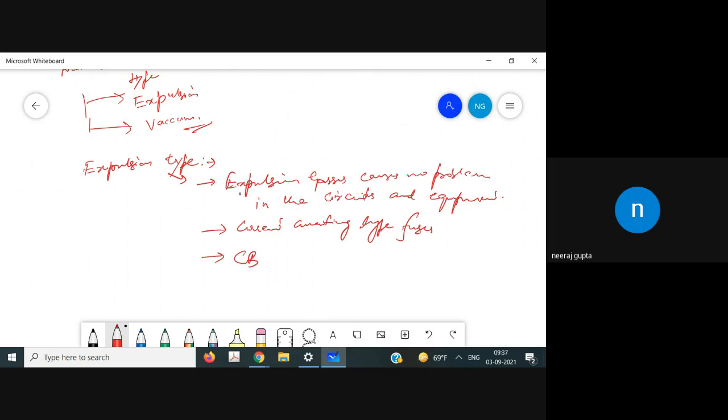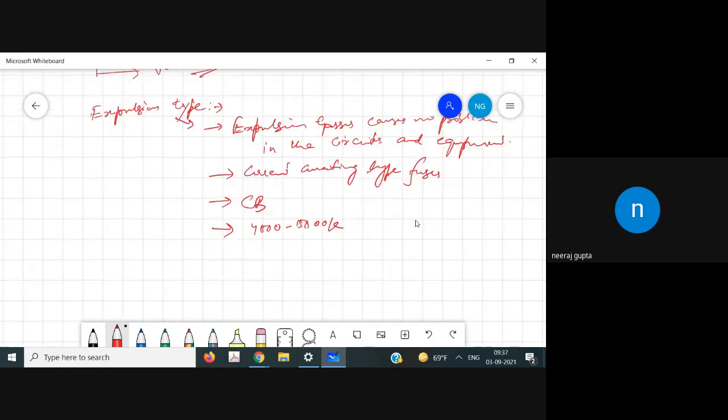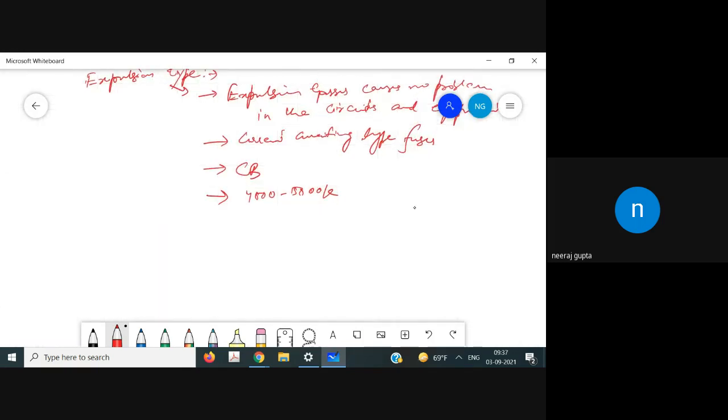The temperature of the arc in this case is of the order of nearly 4000 to 5000 Kelvin. So what happens whenever the temperature increases in the fuse? Let us suppose that this is the closed fuse, and this is the wire in it, and the temperature increases.